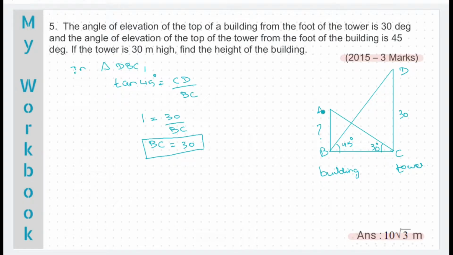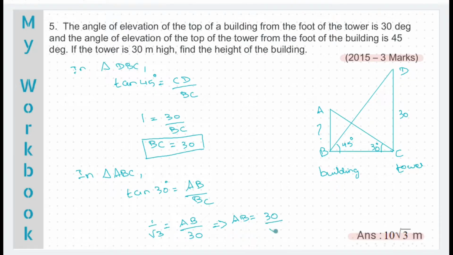Using that we can find AB from triangle ABC. In triangle ABC, tan of 30 degrees will be AB by BC. Tan 30 is 1 by root 3. AB is unknown. BC we just found as 30. So this implies AB is 30 by root 3.